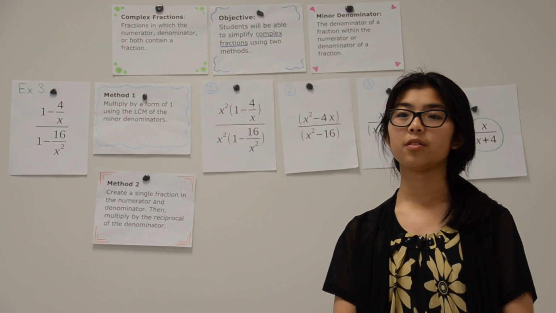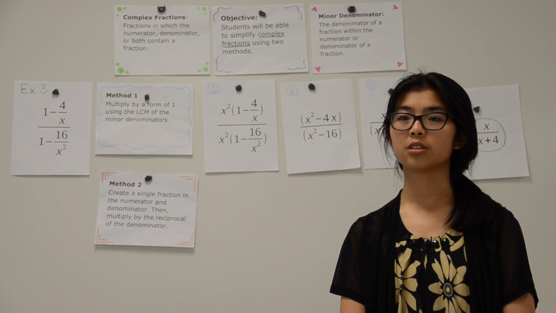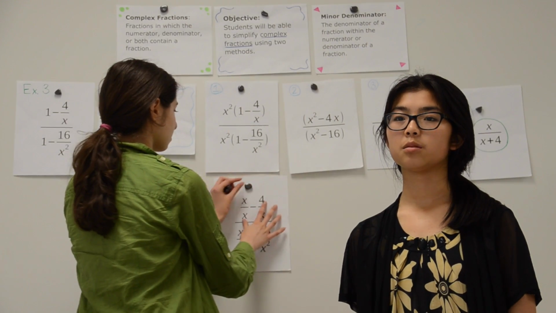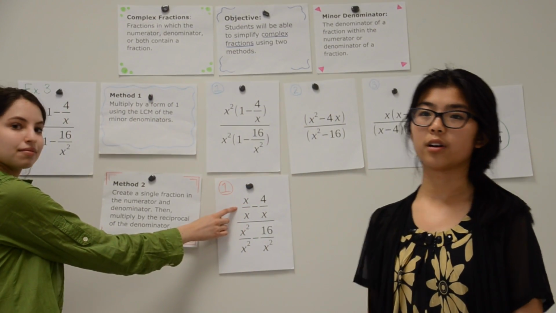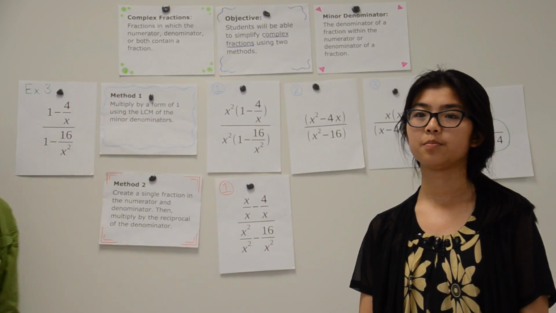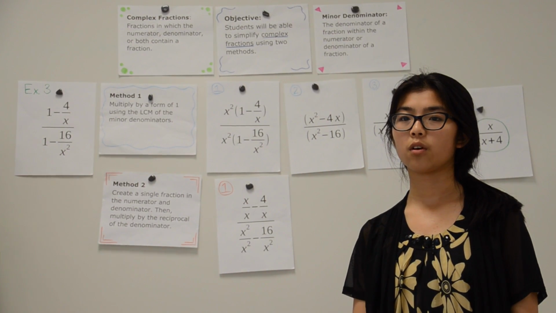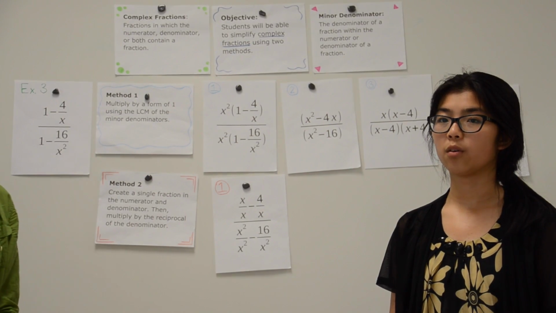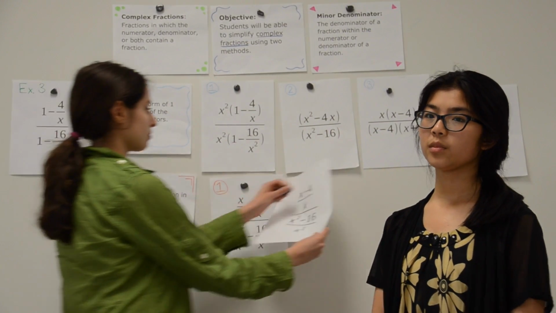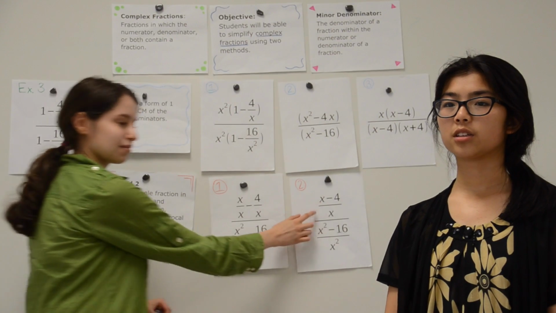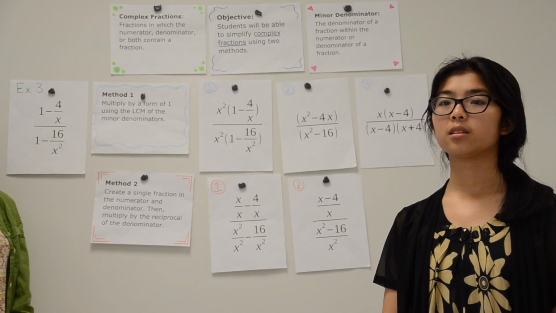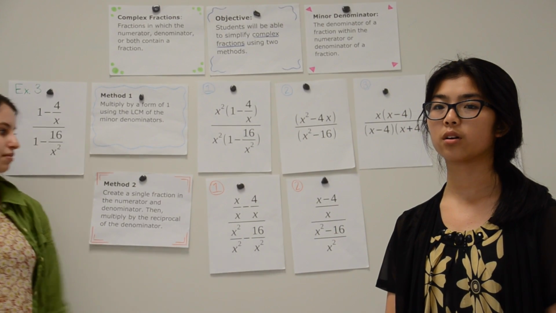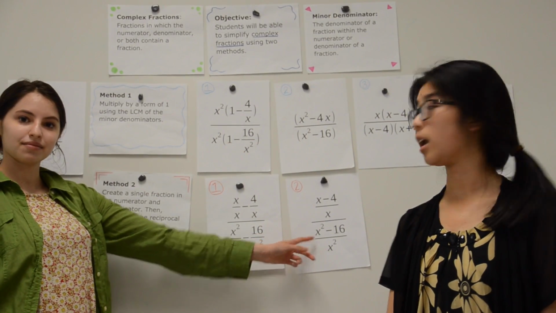The LCM of the minor denominators in the fraction in the numerator is x over x. So multiply the terms by x over x to get a common denominator. X over x minus 4 over x is now simplified to get x minus 4 over x. Do the same thing for the fraction in the denominator, multiplying the terms by x squared over x squared and simplifying to get x squared minus 16 over x squared.